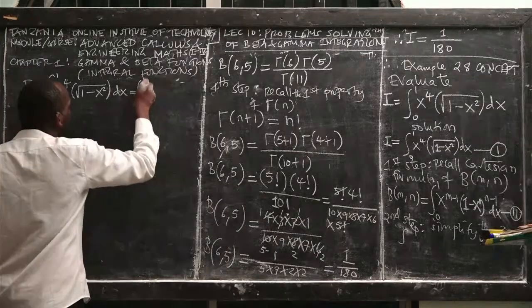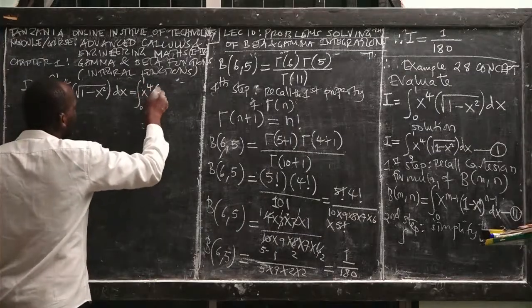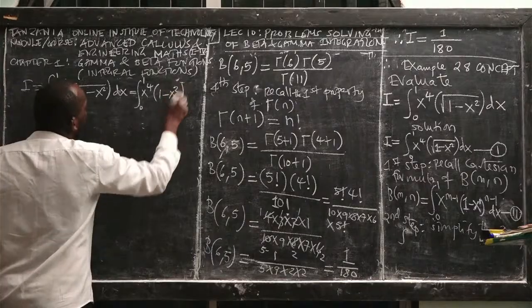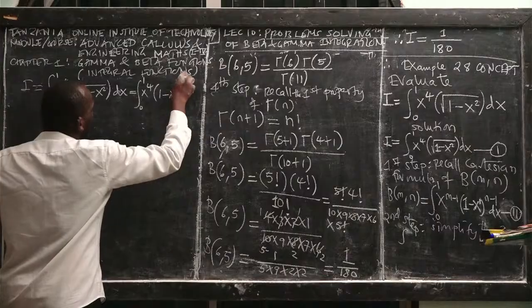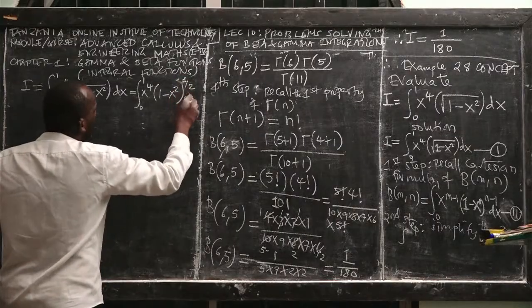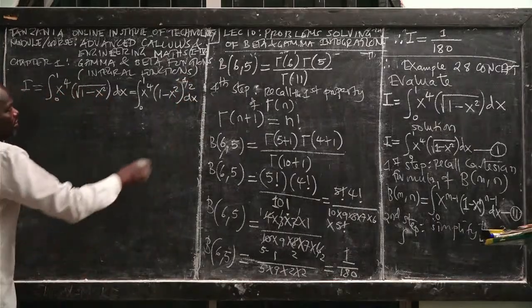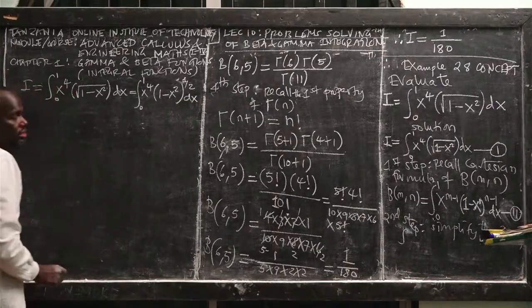Integral from 0 to 1, then you have x power 4, open bracket, 1 minus x square, we remove the radical because it is 1 minus x square power half, dx.